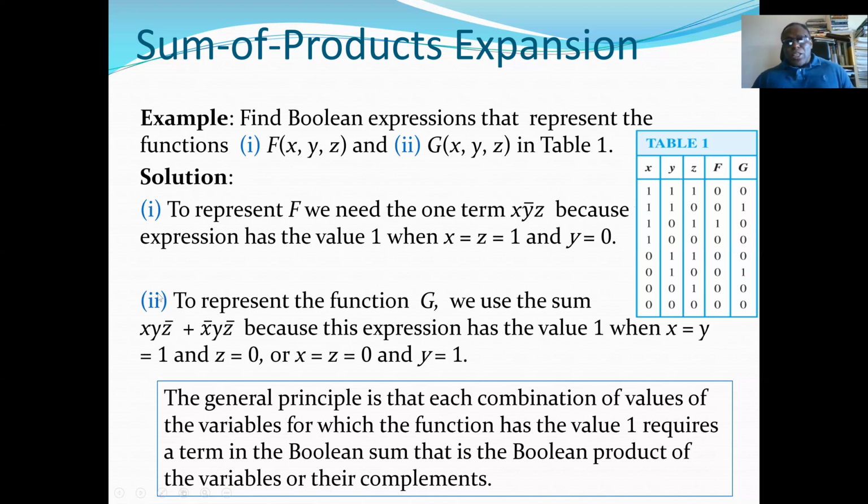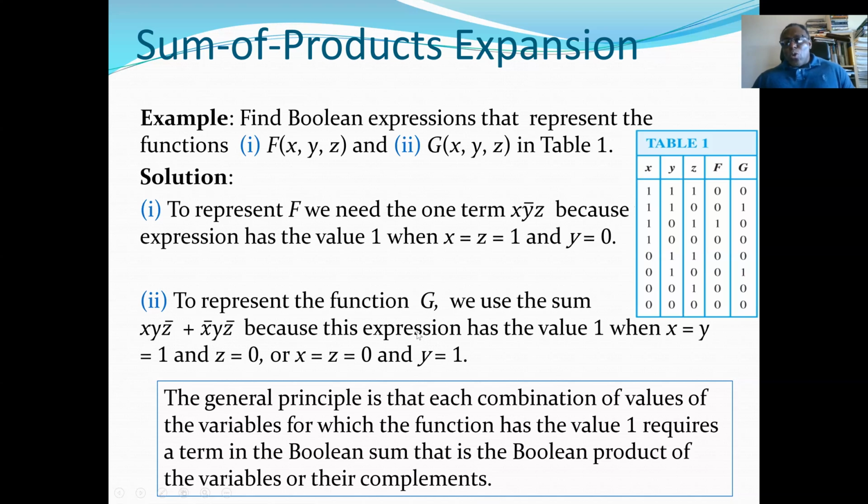So that's the solution. We look at g, and we say the answer will be x, y, z invert plus x invert, y, z invert, because this expression has a value 1 when x is 1, y is 1, and z is 0.